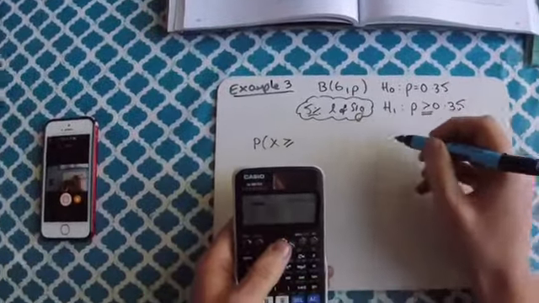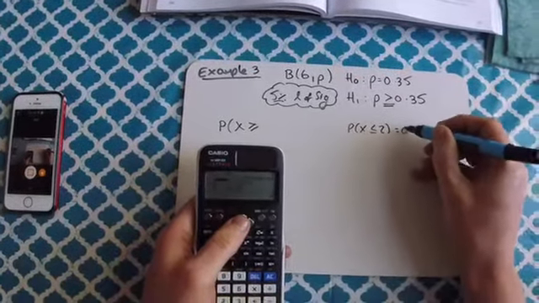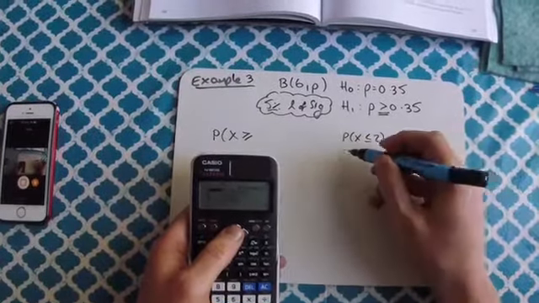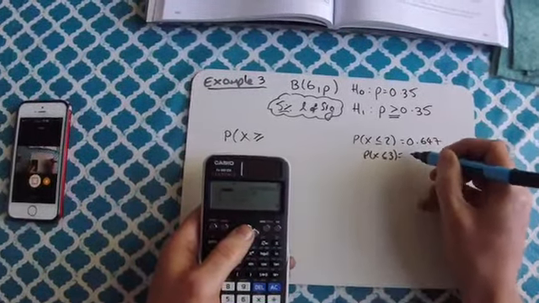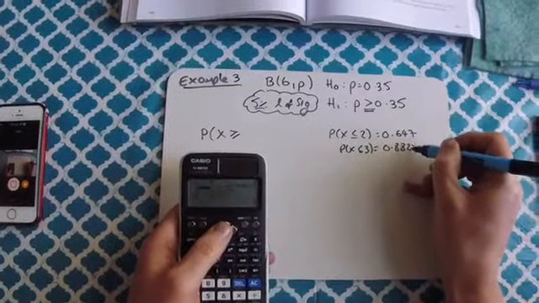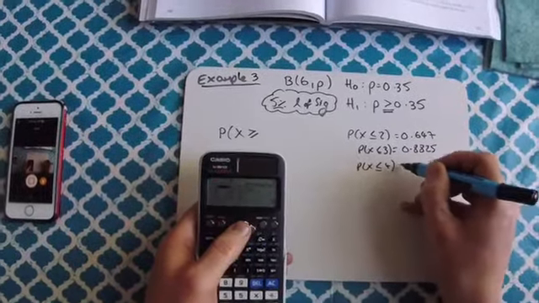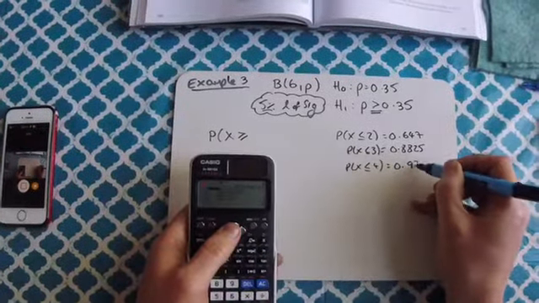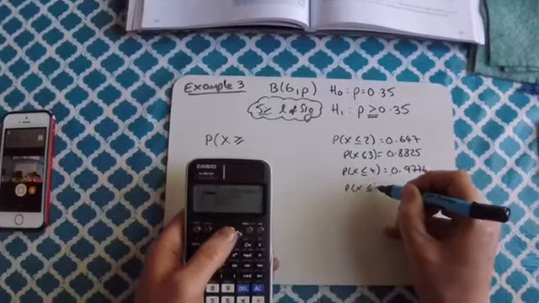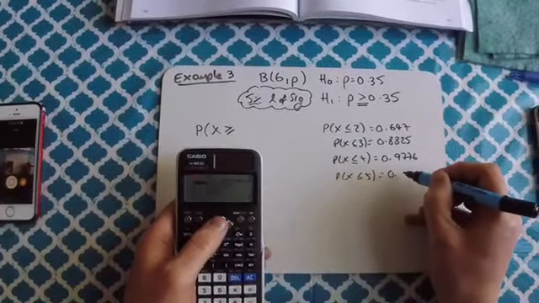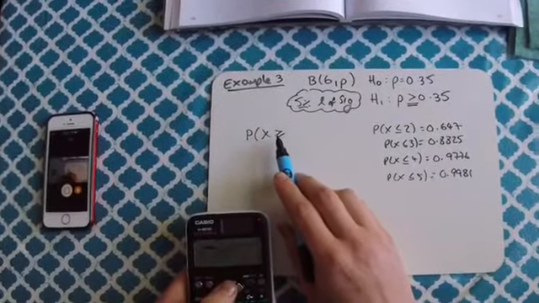So we've got the probability that x is less than or equal to 2, 0.647. Probability x is less than or equal to 3, 0.8825. x is less than or equal to 4, 0.9776. And probability x is less than or equal to 5, 0.9981. Now remember, we want greater than or equal to values.